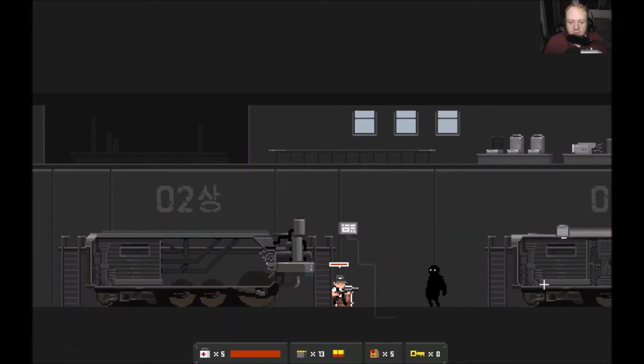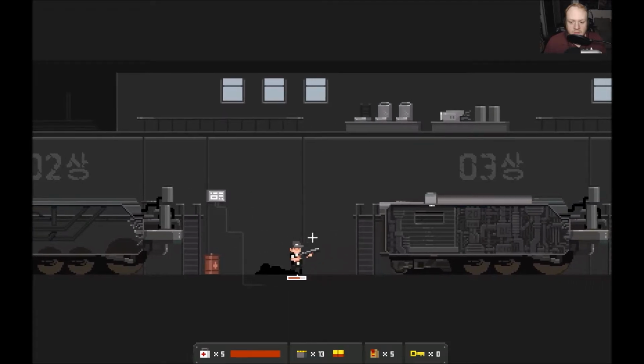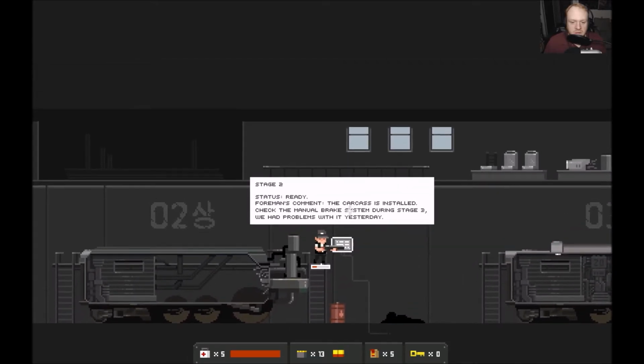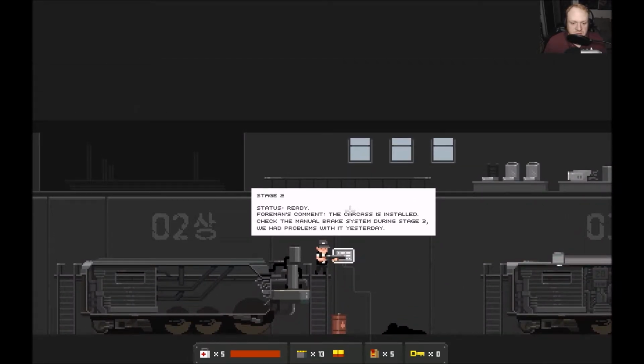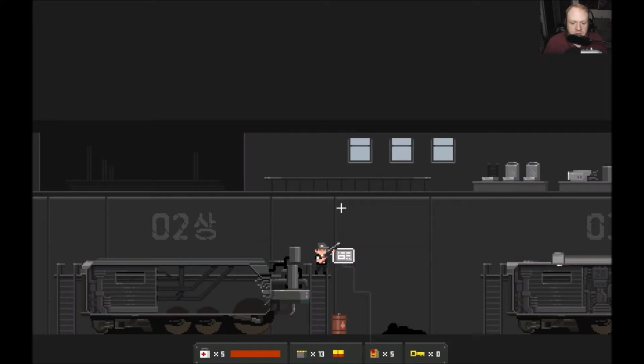We got an explodey barrel. What does this do? Stage 2, status ready, foreman's comment: the carcass is installed. Check the manual brake system during stage 3. We had problems with it yesterday.